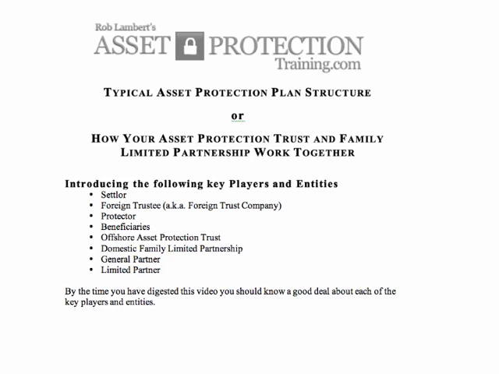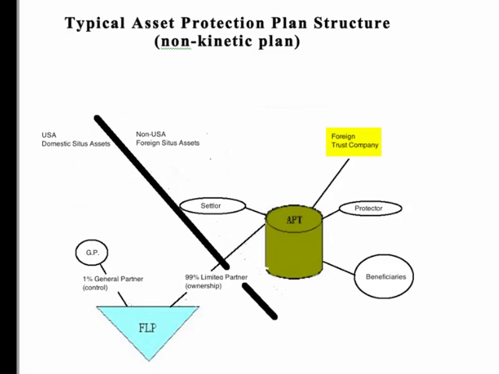The key players, the key concepts, the ones I'm introducing you to are settlor, foreign trustee, protector, beneficiary, offshore asset protection trust, domestic family limited partnership, general partner, and limited partner. Those are important terms. And here we go with the diagram. I believe it will help you.